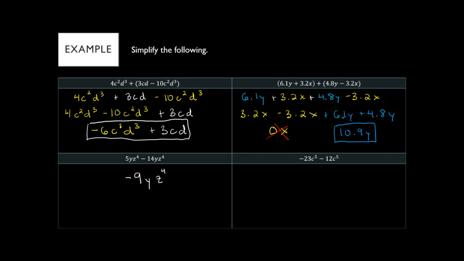So you're just working with the numbers and the variables hang out. So the same thing on the right. They're both c to the fifth. So you have negative 23 minus 12, and you can literally type that in your calculator. And that gives you negative 35, and then you have c to the fifth. So the subtraction is not much different from the adding, especially when you have just two things here. You just work with the numbers, combining those, and then the variables just get attached to it afterwards.